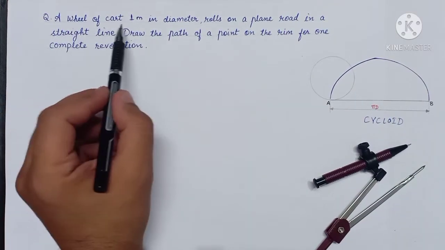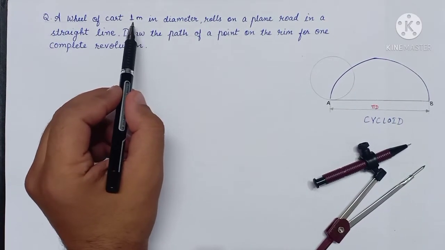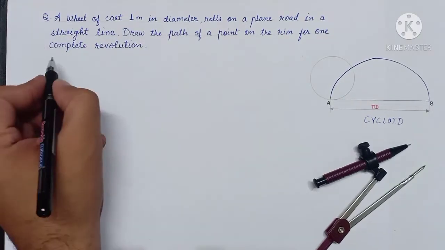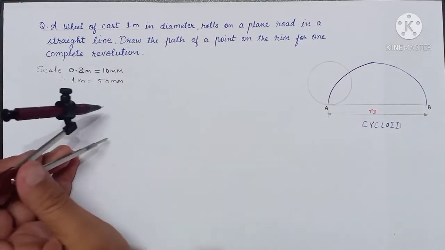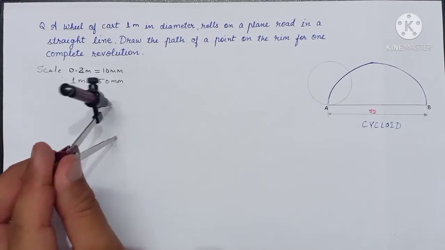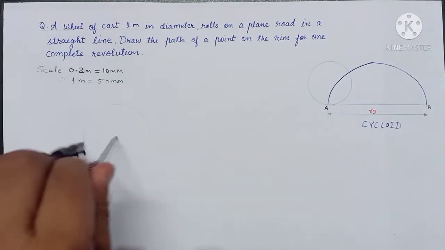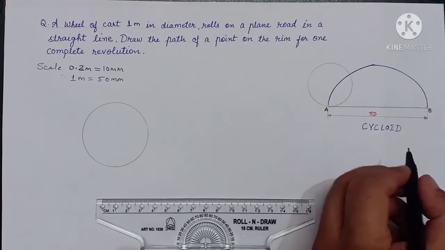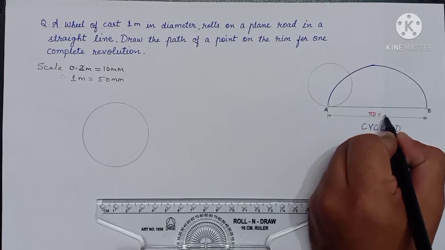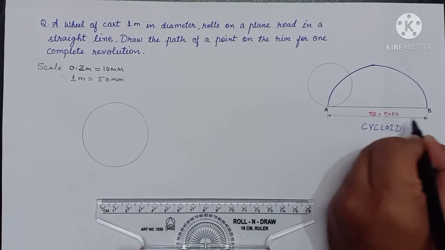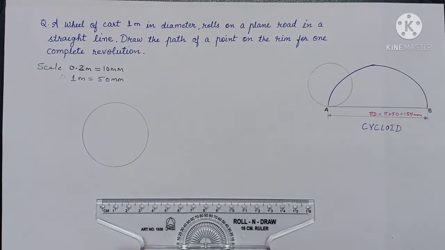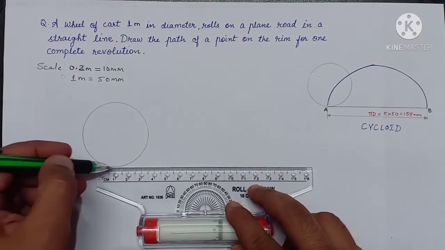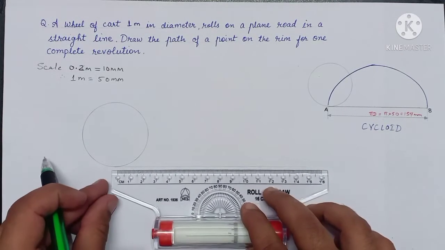Here in this question we have the diameter of cart 1 meter, which is a very large diameter. So we will take a scale. The scale will give the diameter 50 millimeter. So we will draw a circle of diameter 50 millimeter. The circumference will give the path, that is pi multiplied by diameter, which will be 157 millimeter. So we will draw the path. The length is 157 millimeter.